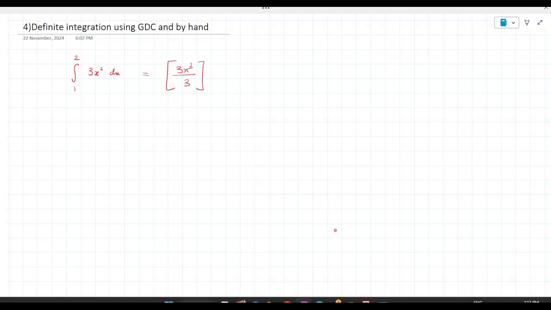Put a box bracket. This is just x cube. Put upper limit, lower limit. Now what you do is, upper limit minus the lower limit. So 8 minus 1, which is 7.